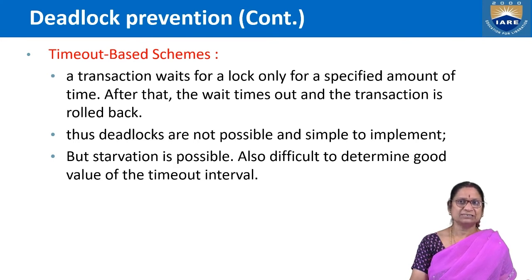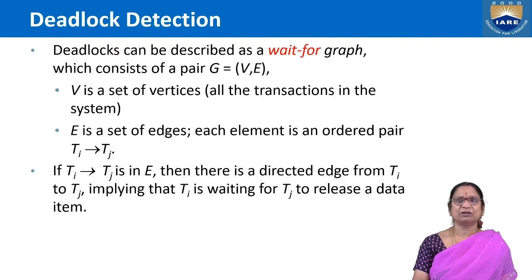So starvation is possible, and it is difficult to determine how much time should be allocated as an interval. Deciding that time slot is considered a difficult task. Right? It has to be set properly so that the transaction may not wait for a longer period, as well as may not enter into a starvation state for a longer period.